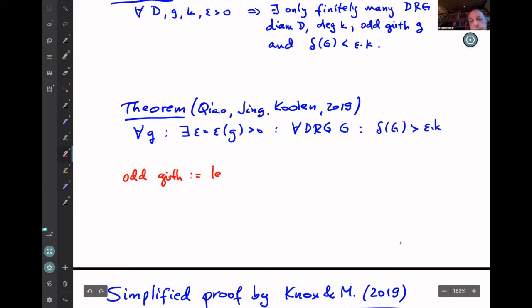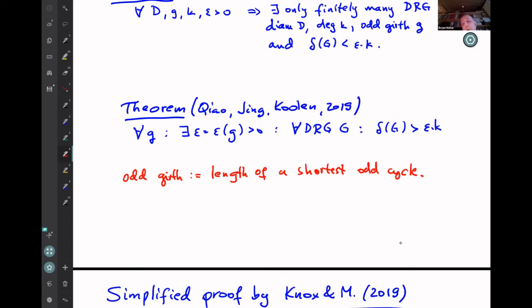This is the length of a shortest odd cycle in G. So you don't care about short cycles of even length. There could be tons of 4-cycles, 6-cycles, and so on, just caring about the length of the shortest odd cycle.